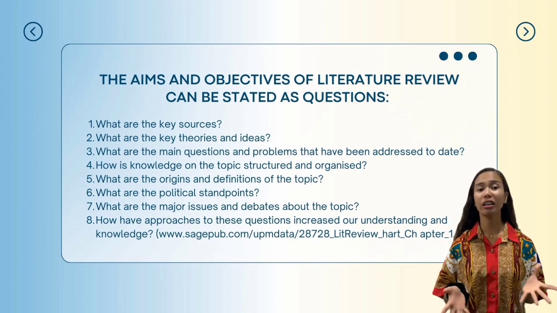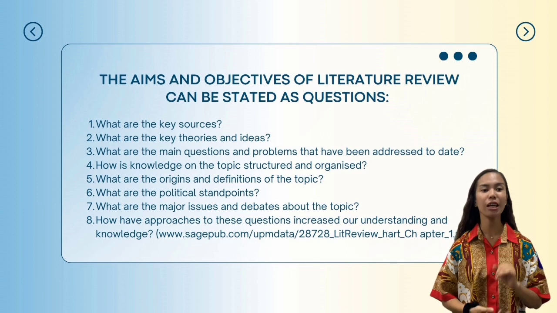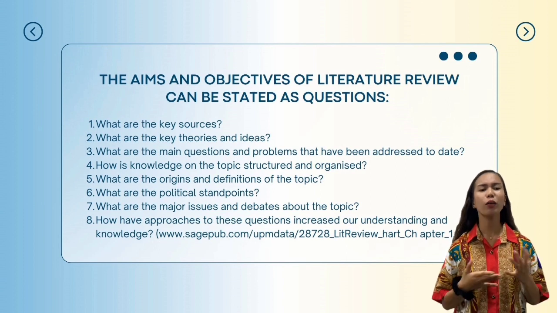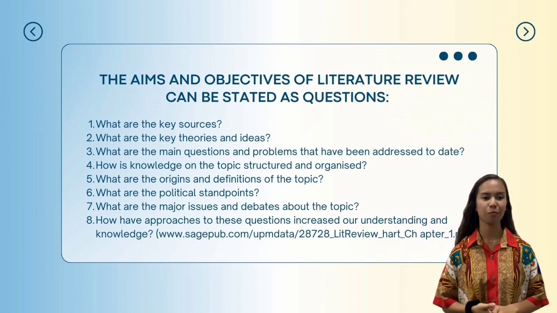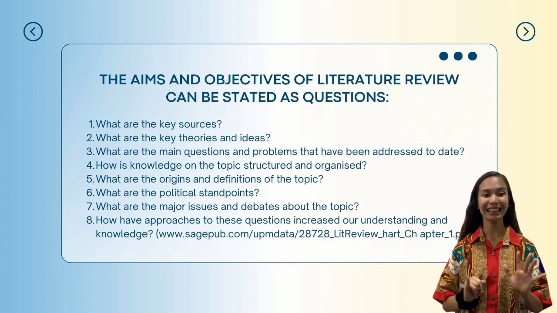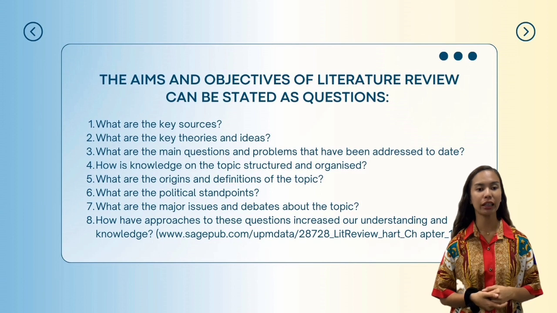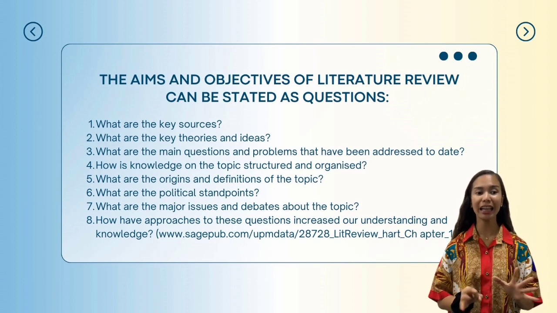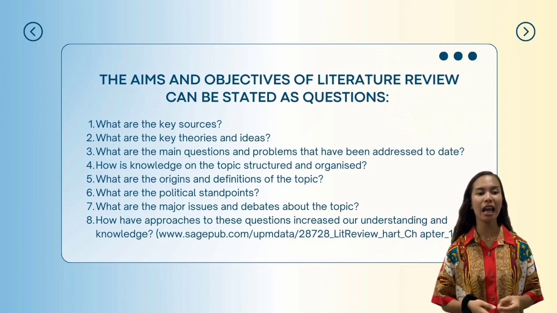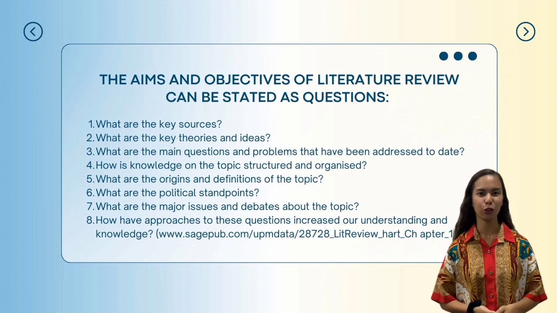So the aims and objectives of literature review can be stated as questions. Number 1, what are the key sources? Number 2, what are the key theories and ideas? Number 3, what are the main questions and problems that have been addressed to date? Number 4, how is knowledge on the topic structured and organized? Number 5, what are the origins and definitions of the topic? Number 6, what are the political standpoints? Number 7, what are the major issues and debates about the topic? Number 8, how have approaches to these questions increased our understanding and knowledge? That's all. Next will be discussed by Brandon Nosotros.